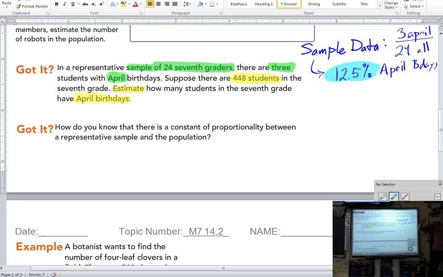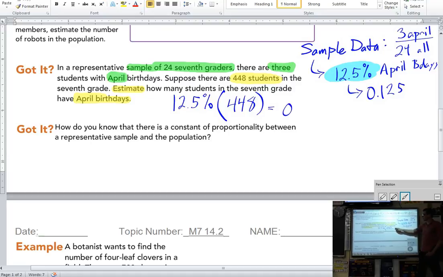Then what I can do now to find that answer is just say, okay, well, 12.5% of everyone will have April birthdays. Now the problem is that 12.5%, I can't actually use the percent. So if you're going to go this method, you almost might as well just leave this as a decimal, because this multiplication that we have to do is really 0.125 times 448. And it gives me that in the 7th grade, we would predict there to be 56 April birthdays.